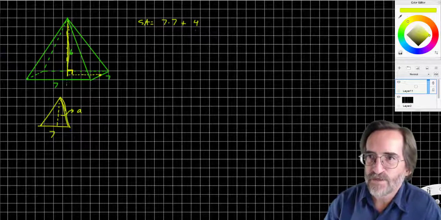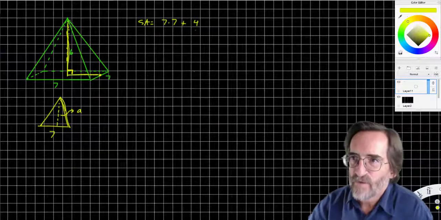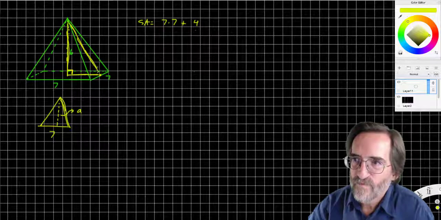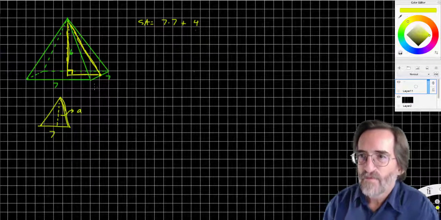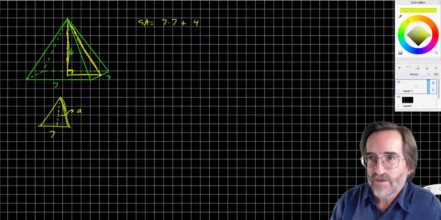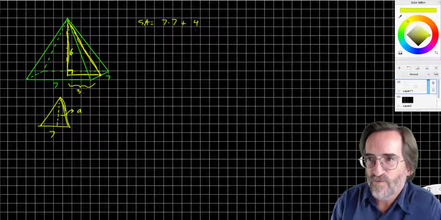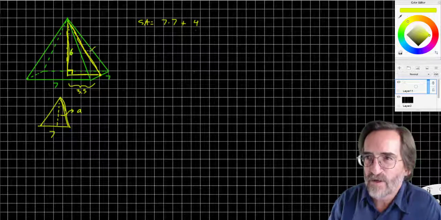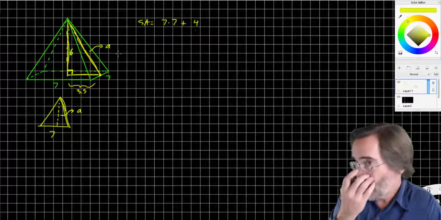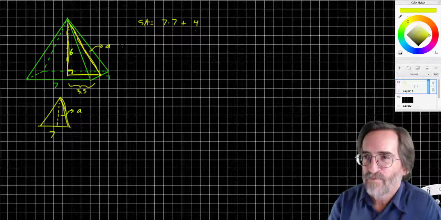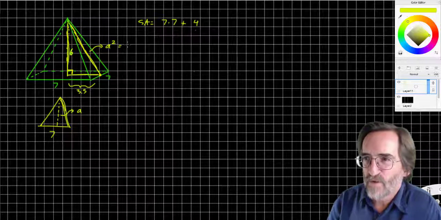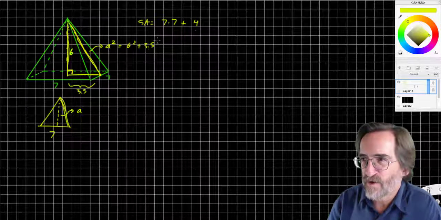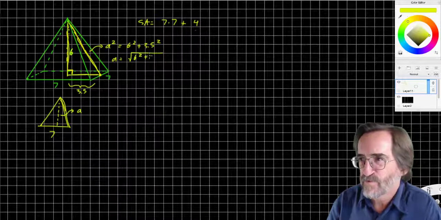Actually, let's just sketch it here. Right triangle. And we can know some of the dimensions. We know this side is 6. We know this side is half of 7, or 3.5. And the Pythagorean theorem can help us to find the apothem, the height, the slant height, we call it. Because a squared equals 6 squared plus 3.5 squared. Or a is the square root of 6 squared plus 3.5 squared.